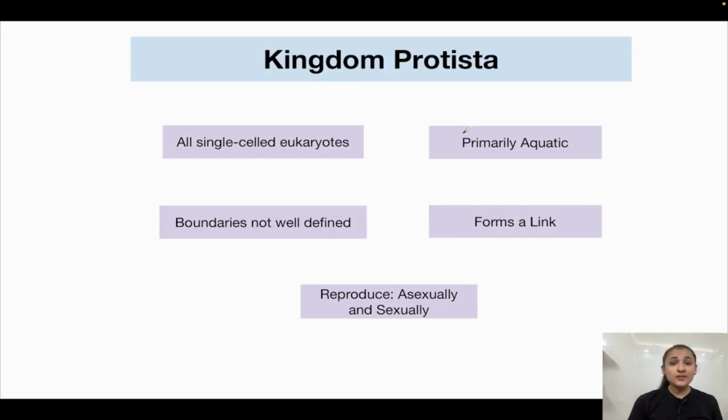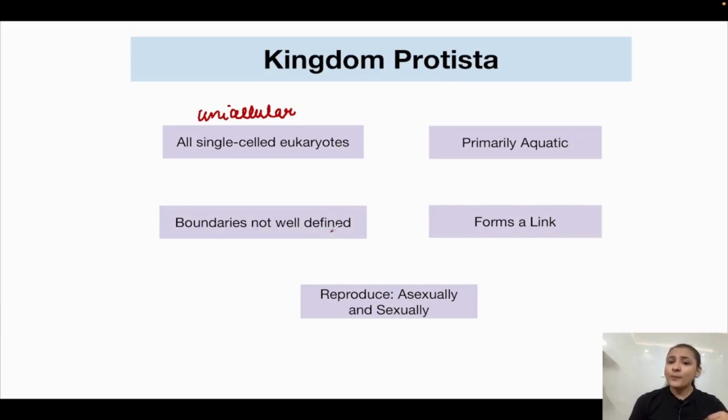So kingdom Protista comprises of all single-celled or unicellular organisms. So kingdom Protista comprises of unicellular eukaryotes. Eukaryotes हैं तो क्या features होंगे? They have a well-defined nucleus and they have organelles which are membrane-bound. But kingdom Protista's boundary are not well-defined.